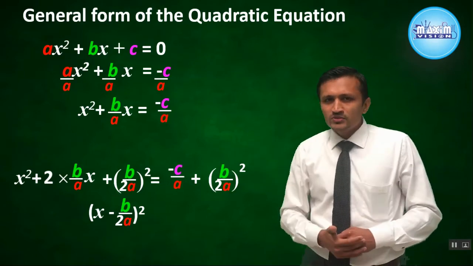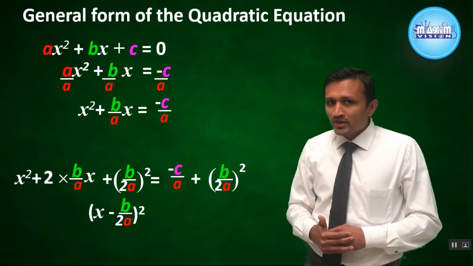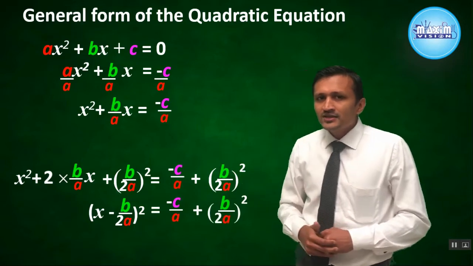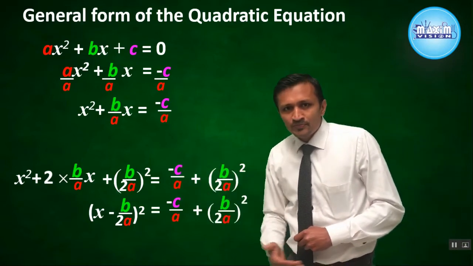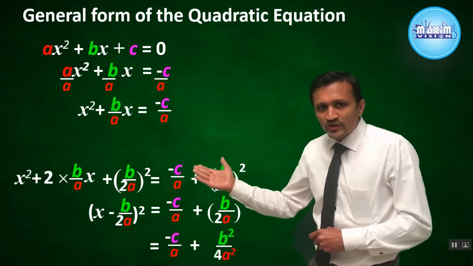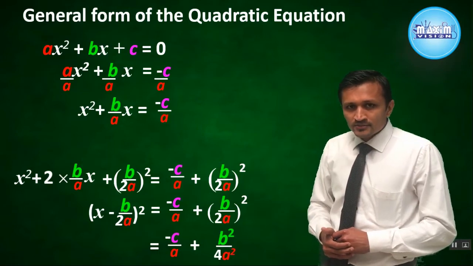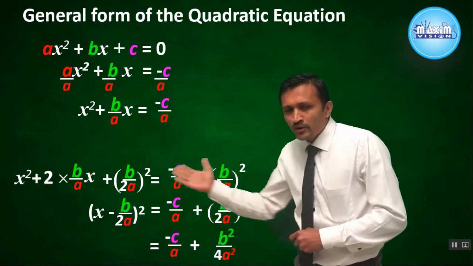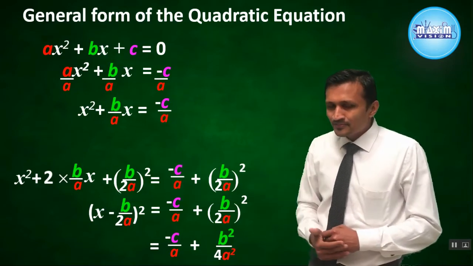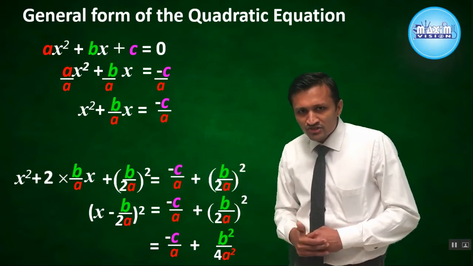Here there are variables, not numbers as in the early question we discussed in the complete square method. Instead of those numbers, we can handle these variables very easily this way and arrange minus c over a plus b squared over 4a squared. But here there are no numbers, but we can do the simplification by arranging a common denominator in both fractional terms.